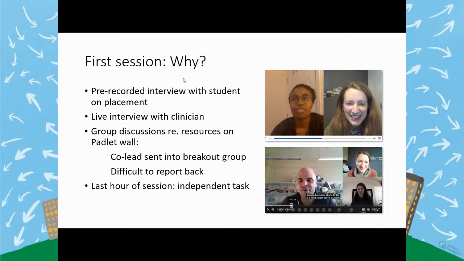We then sent our students off into groups, as we normally would, to talk about what makes a successful digital learning resource, and we got them to look at the examples they put on the Padlet wall. And there were some challenges with that, particularly reporting back was a bit painful.